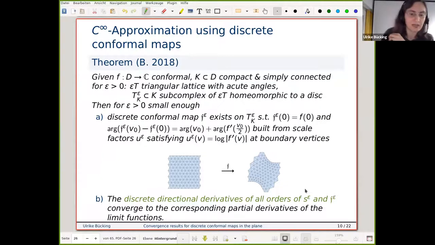So we can consider either the discrete Schwarzians, or any discrete directional derivatives along any path here, and then show that this converges, and this is also true for the discrete conformal map F. Okay, and with this I finished the first part of my talk. This shows all the structure you might wish to get out of this approximation with the very nice and structured lattices as pre-image.